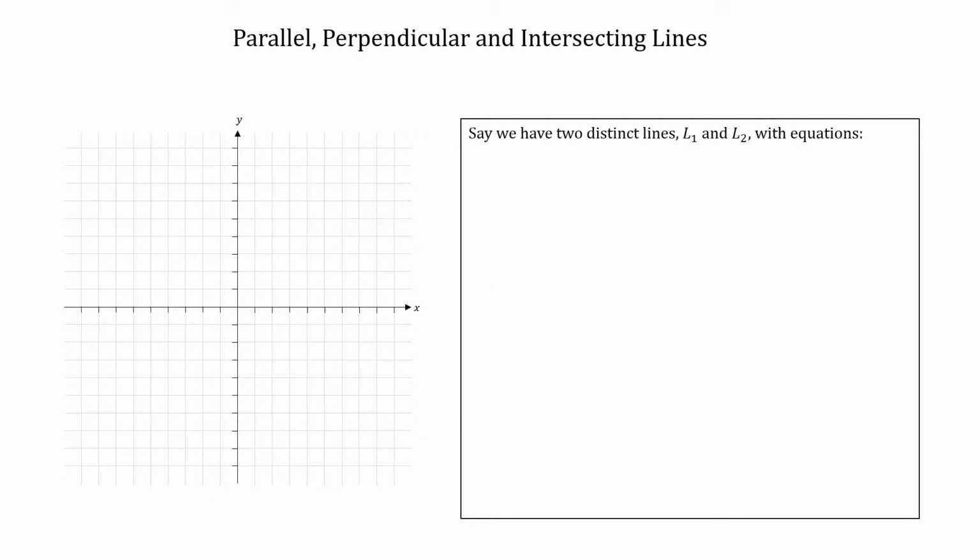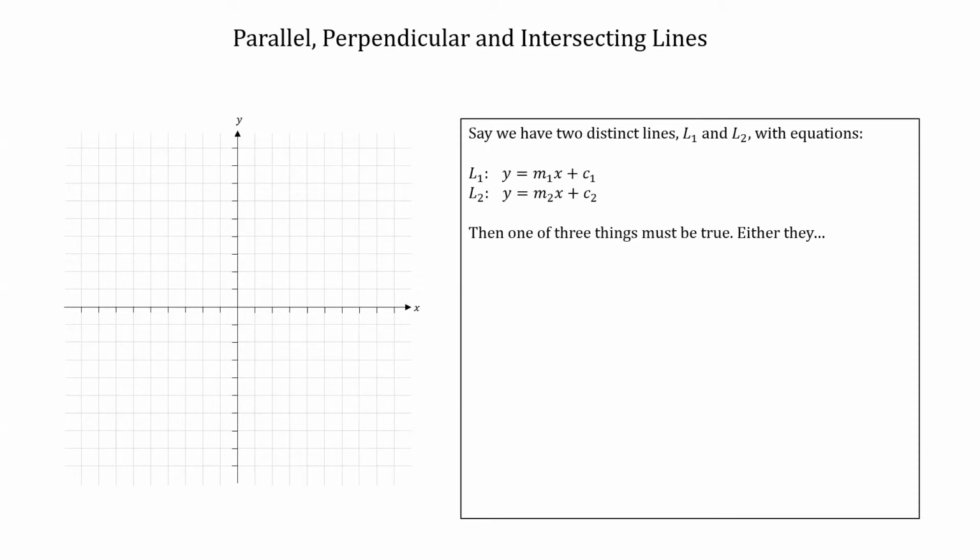So say we have two distinct lines, L1 and L2, with equations. L1's equation is y equals m1x plus c1, and L2's equation is y equals m2x plus c2. So L1 has gradient m1 and y-intercept c1, and L2 has gradient m2 and y-intercept c2.